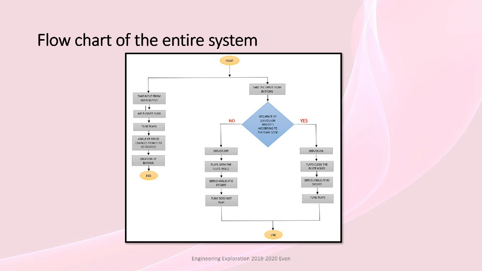On the other side of the flowchart, there is a tune playing unit that takes input from the buttons. If the sequence of the servos is according to the tune code, the servo motors remain in on state with their angles at 90 degrees, leading to the closure of the flute holes and the tune plays. If the sequence of the servos is not according to the tune code, the servos remain in off state with their angles at 0 degrees, leading to the opening of the flute holes and no tune plays.